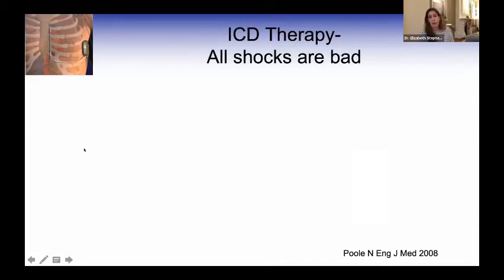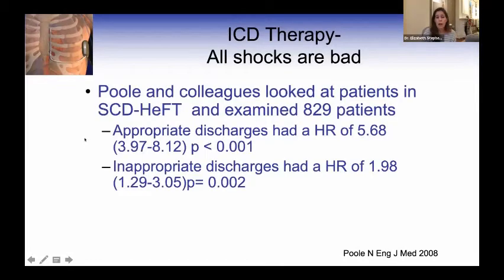So why do we care about these inappropriate shocks? Well, all shocks are bad. We know this, and we've known this for a while. In SCD-HeFT, we saw that in a heart failure population, inappropriate shocks as well as appropriate shocks carried a mortality risk. The appropriate shocks, not so surprising, hazard ratio of 5.7. And with that, this is a sicker group of patients, and so that's not very surprising. But interestingly, even the inappropriate shocks had a hazard ratio of almost 2.